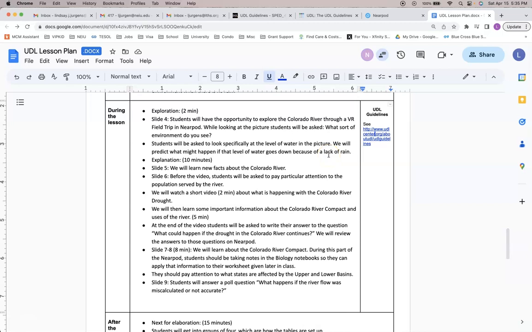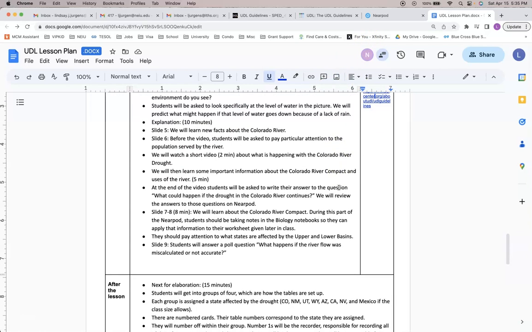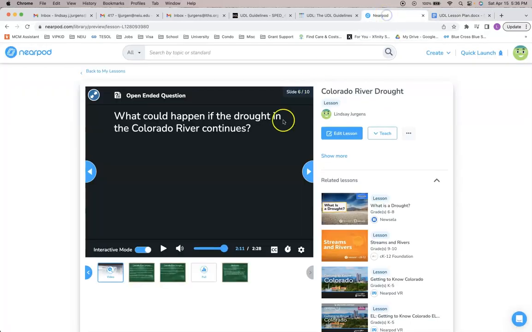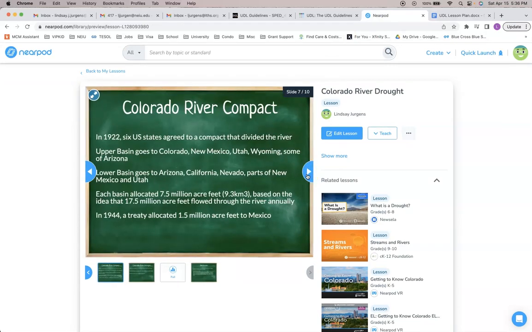If we go to the next slide, we're going to learn some information about the Colorado River Compact. So in the previous slides, we learned about the Colorado River. In these slides, we're learning about the Colorado River Compact. This will be taken in their notes, so that is another mode of learning for students. They will have science notebooks, and they need to write down some of this information.